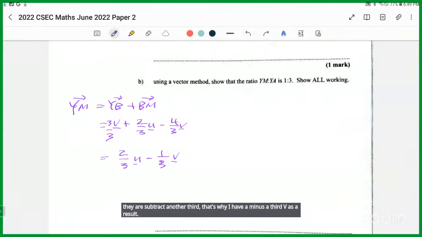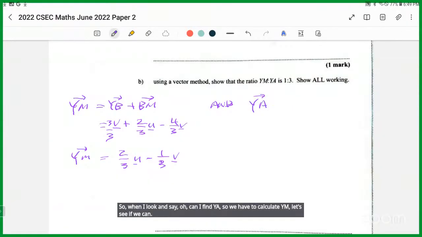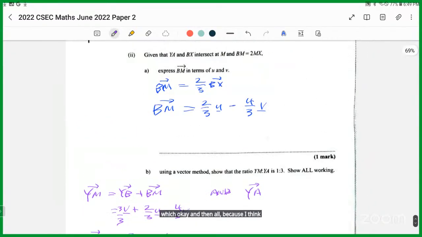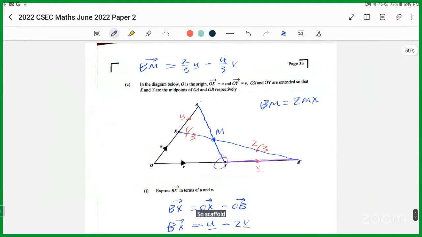But this is your YM right now. And you now need YA. So we're going to see how we can find YA. We have to calculate YM, but let's see if we can just figure out YA. Which we can, because I think we know the position vectors of A and Y. So let's calculate YA up here. If you go from Y to A, it is minus v plus 2u. See? To go from Y to A, it is minus v plus 2u based on this diagram.